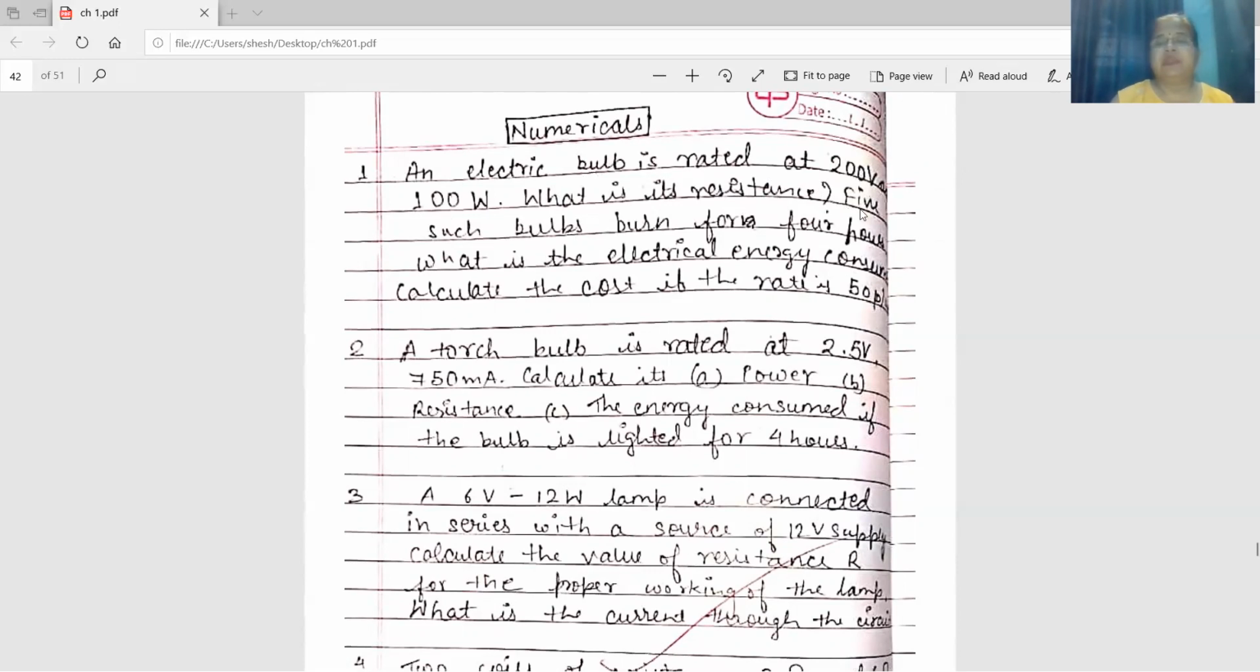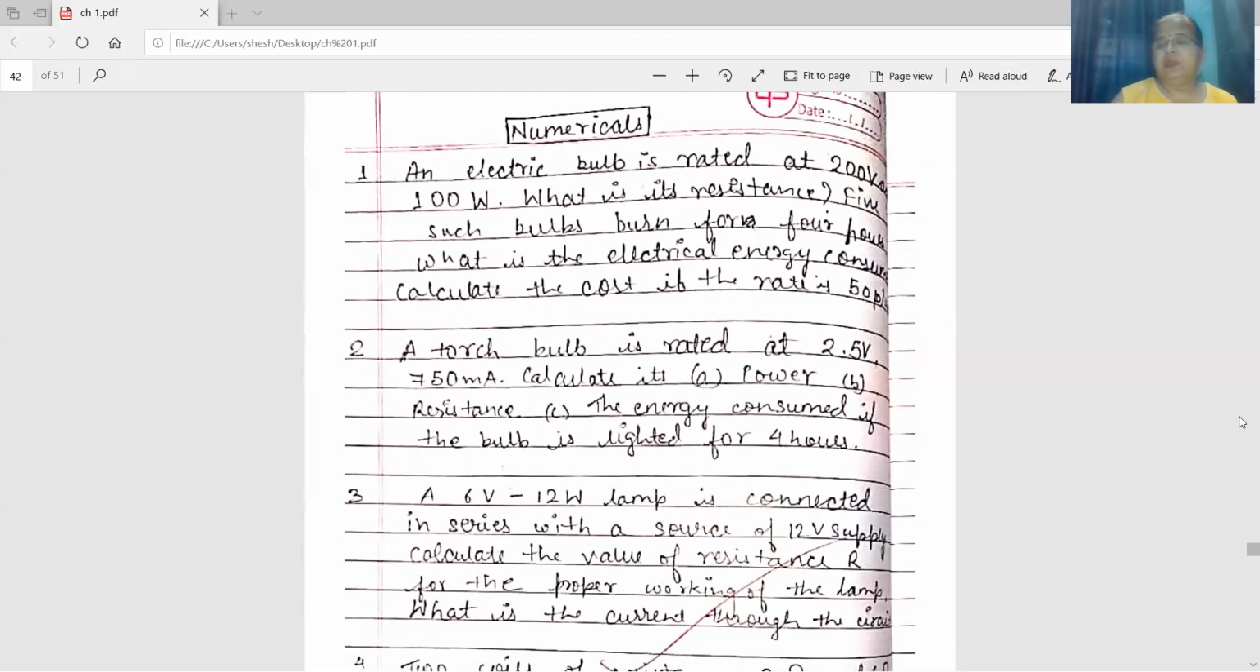Now, the second part is: 5 such bulbs burn for 4 hours. What is the electrical energy consumed? Very important question. Calculate the cost if the rate is 50 paise per unit.